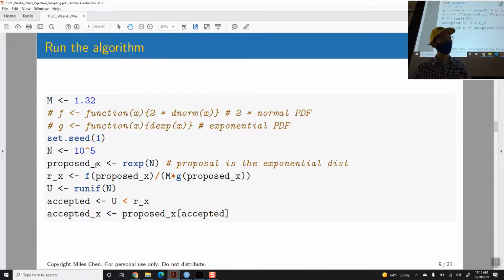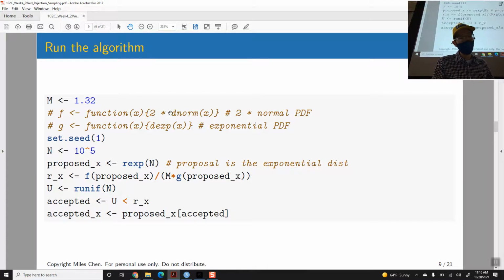But I don't want to accept all of these. We're going to reject some of them. That's the point of rejection sampling. So we are going to create an acceptance ratio, R of x. And this is going to be different for every single value of x that I've generated. Some values of x will have high acceptance ratios, and some values of x will have low acceptance ratios. So that ratio is going to be f of the proposed x divided by m times g of the proposed x.